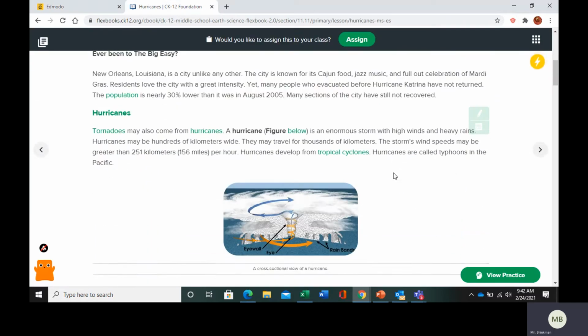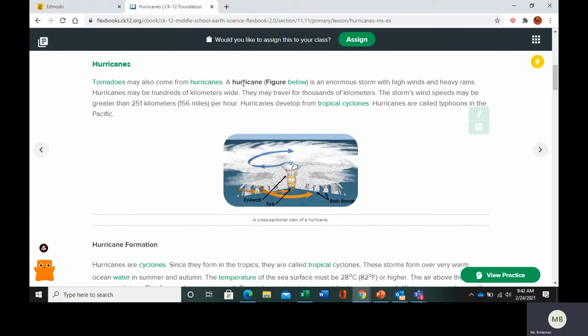So let's get into hurricanes. A hurricane is actually going to be a huge storm that has high winds and heavy rains. It's going to be hundreds of kilometers wide, can travel for a long distance too, and the storm's wind speeds can be as high as 156 miles per hour. Hurricanes are going to develop from tropical cyclones, and in the Pacific regions, they are called typhoons.